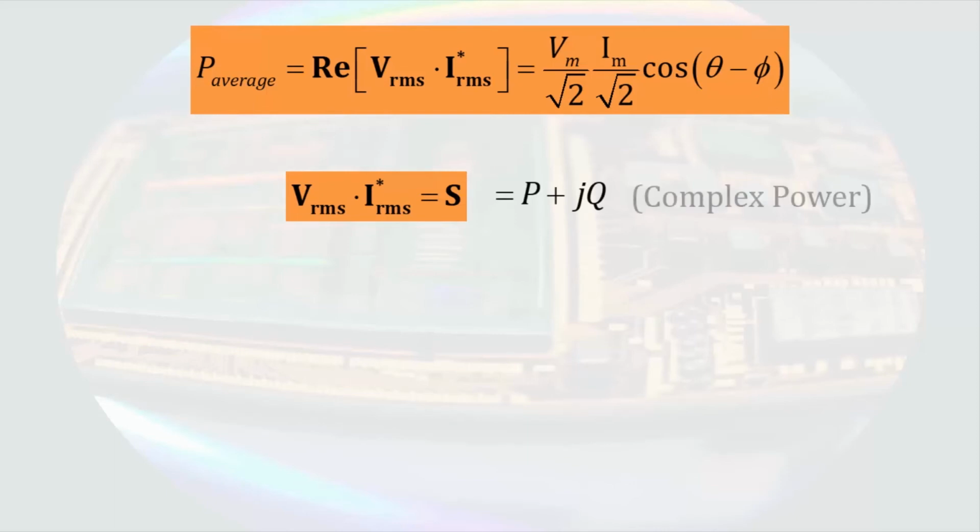Returning then to the sneaky backhanded derivation. If the average power is the real part of the phasor voltage times the complex conjugate of the phasor current, there must be some quantity that includes the imaginary portion of it. When we include both the real and imaginary parts, we call this the complex power. I know, it's so creative.